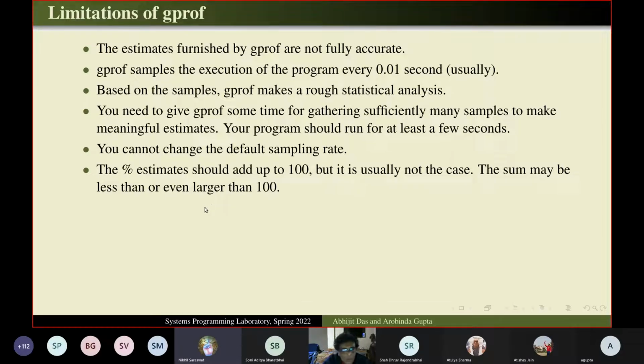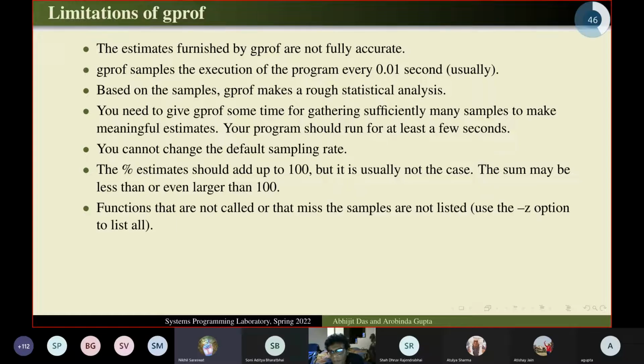So again, this point says that since these are only rough estimates, the percentages should add up to exactly 100, but that is usually not the case. Maybe less than or even larger than 100. But again, as mentioned, you don't need to worry about this. It's sufficient that you consistently see that your function F1 is taking too much percentage of time. Whether or not they add up to 100, it usually doesn't matter. Maybe close to 100.